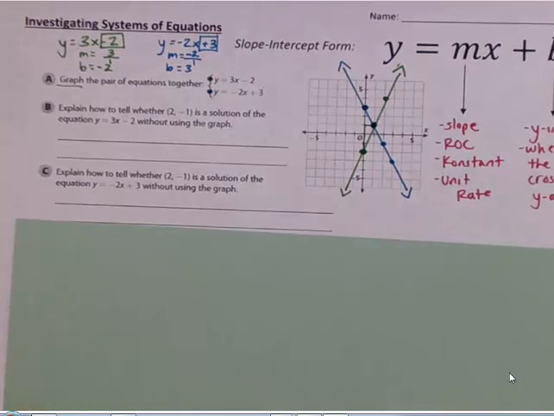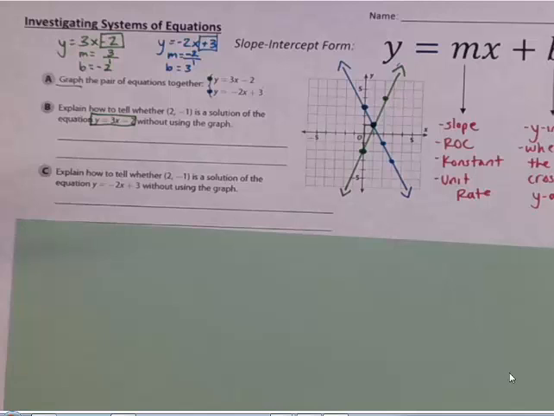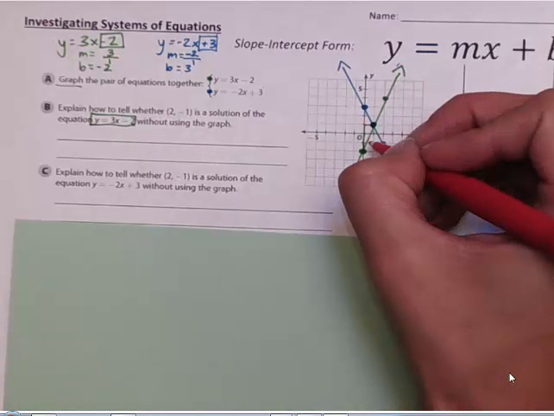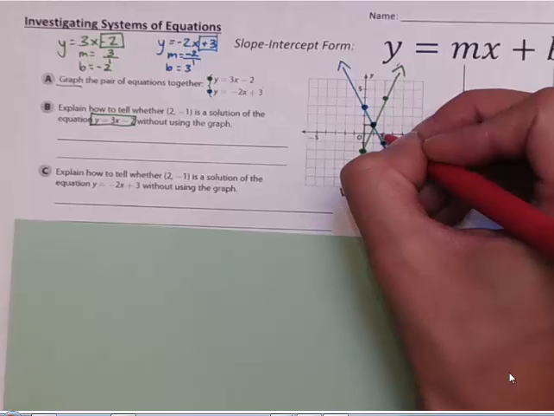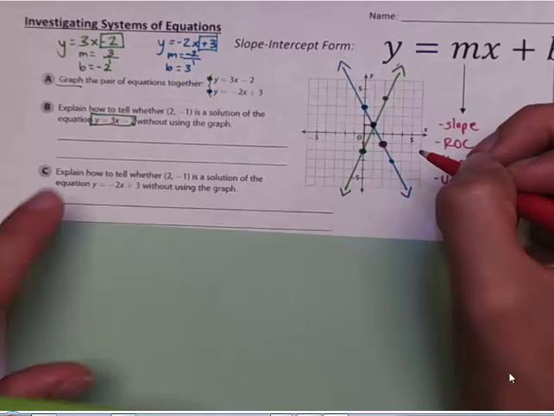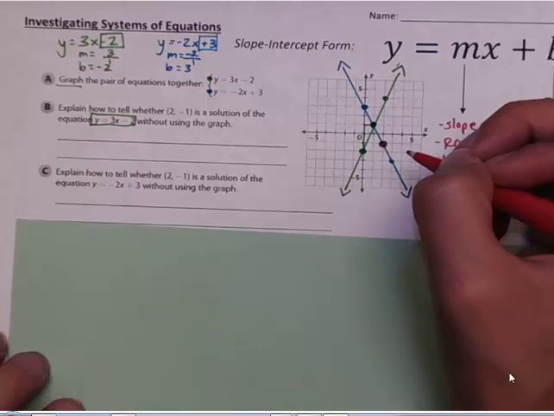So now B wants us to explain how to tell whether 2, -1 is a solution to the equation y is equal to 3x minus 2. Now y is equal to 3x minus 2 was my green equation. And they're saying, how can I tell if 2, -1 is a solution? So that means, is it included on that line? So if I plot this point, 2, -1, over 2 on the x-axis, down 1. Is that a solution to my equation y is equal to 3x minus 2? That was my green. No, it's definitely not.